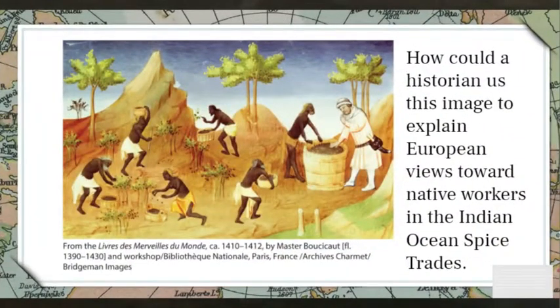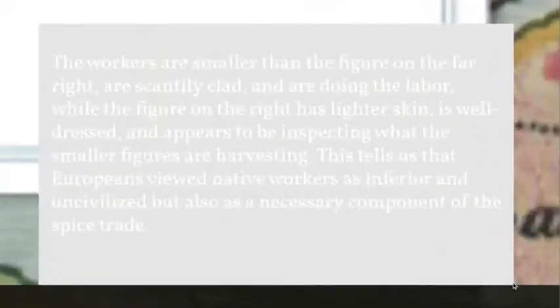How could a historian use this image to explain European views toward Native workers on the Indian Ocean spice trades? So how would you say a historian could use this image? Well, let's see. They're all working hard. You have a European here in charge. Maybe somebody who looks like a foreman.